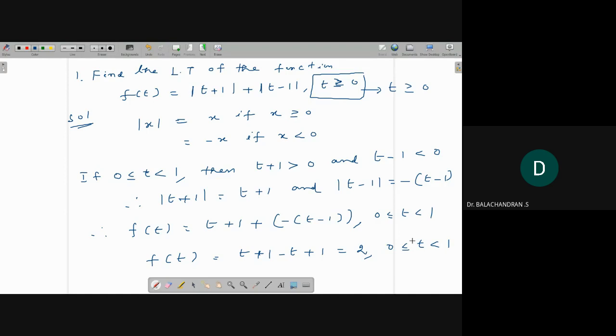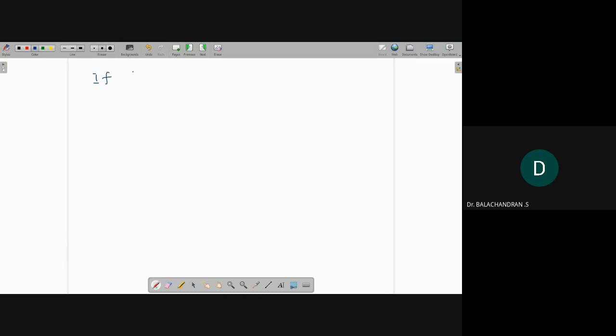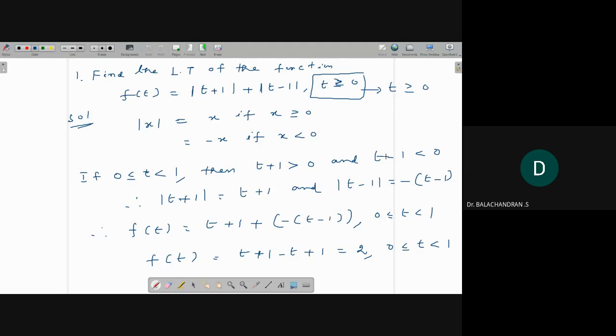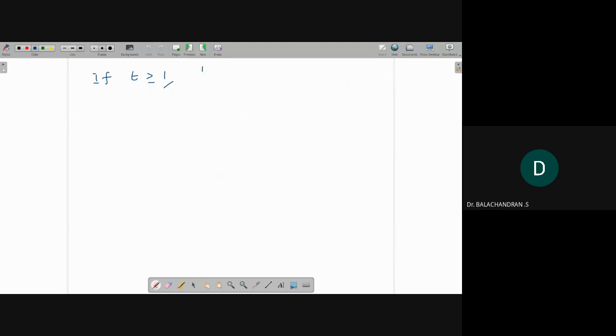Okay. So because our t is greater than or equal to 0, I found f of t when t lies between 0 and 1. Next I am going to find what is f of t when t is greater than or equal to 1. So again, what is t plus 1? What is t minus 1? That is my question. t plus 1 is greater than 0, because t is greater than or equal to 1, and t minus 1, when t equals 1, is exactly 0. That's why I'll put greater than or equal to 0. Otherwise, it is strictly greater than 0.